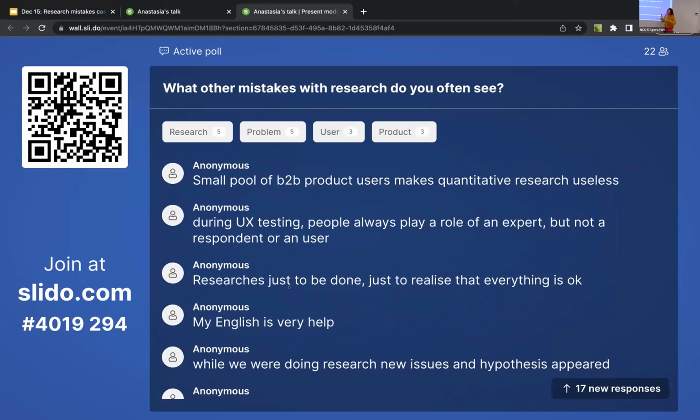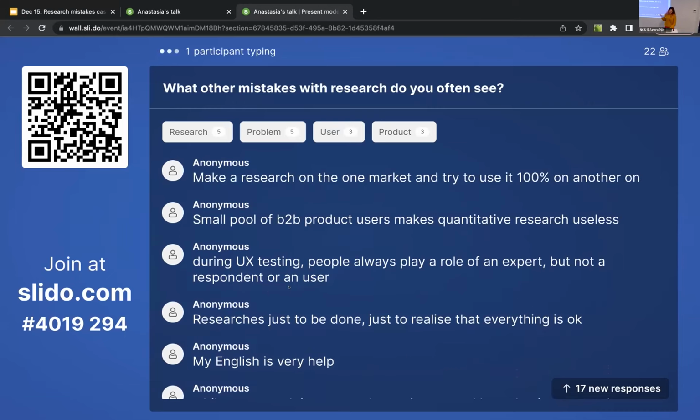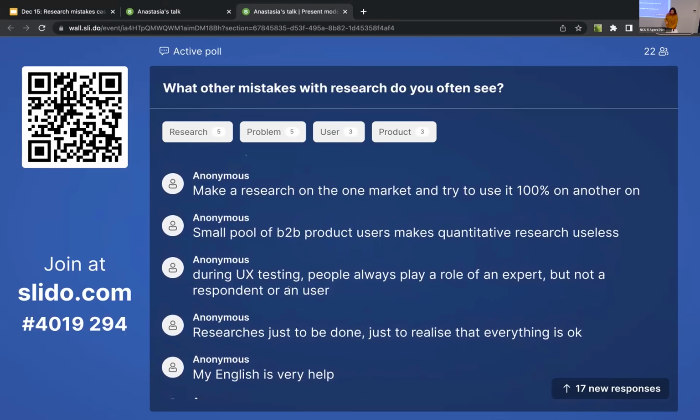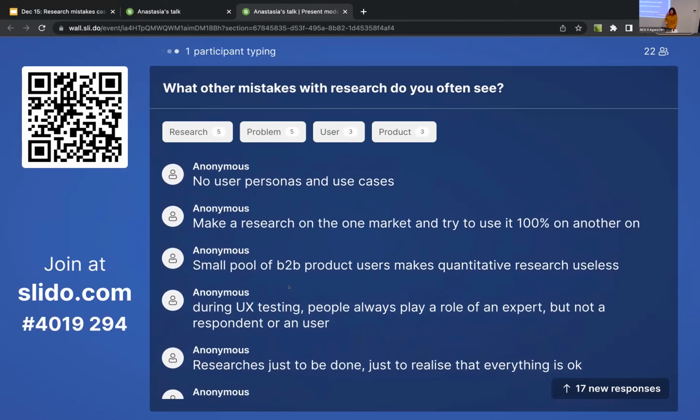It's so interesting how different things are, because for them, it's easier to just develop something and do a small A/B test, where 1% of users is enough to very fast get all of the metrics changed. For B2B, it's usually easier to do quantitative research, qualitative research. I'm very bad with these two words. Make a research on the one market and try to use it 100% on another.